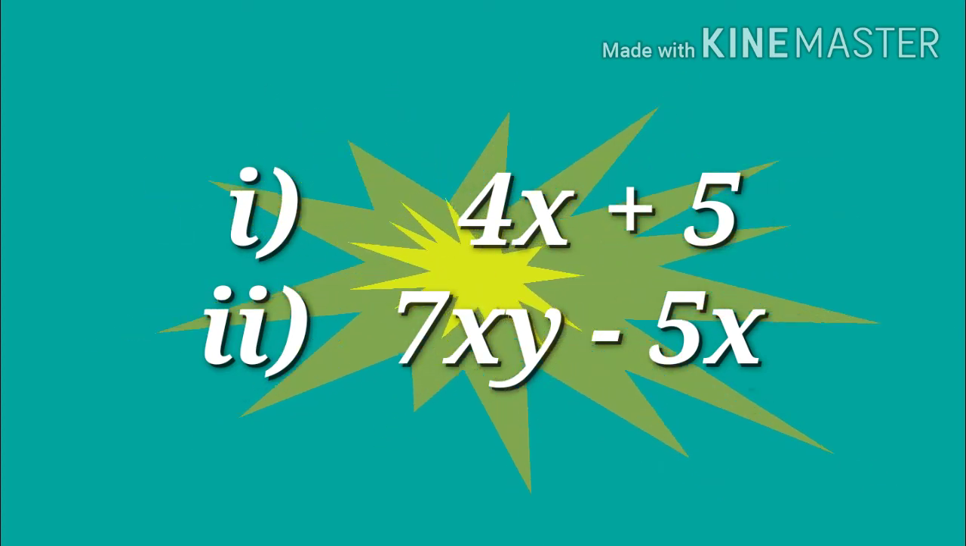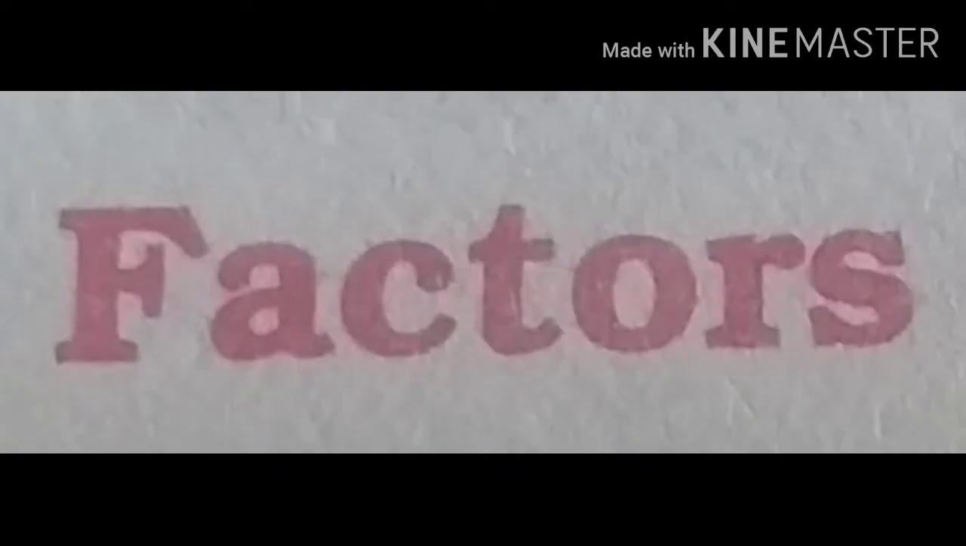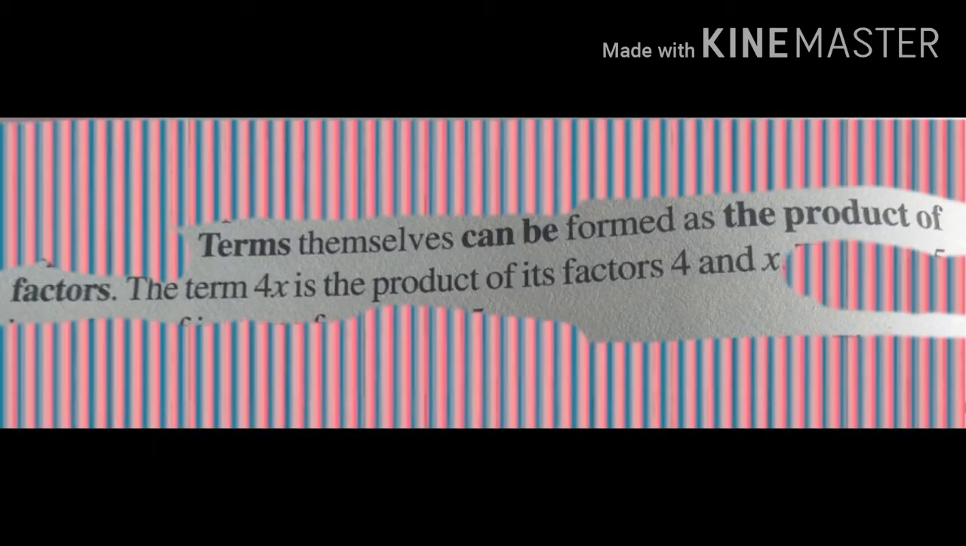Now another thing you have to remember, that is the factors. Factors चाहिँ के हो, terms themselves can be formed as the product of factors. The term 4x is the product of its factors 4 and x. The factors of 4x are 4 and x.